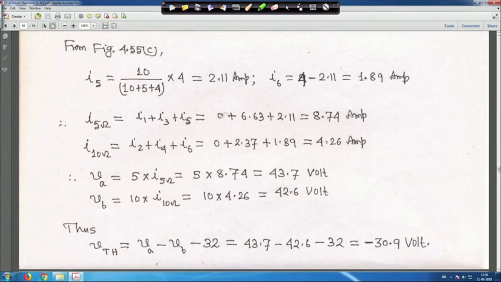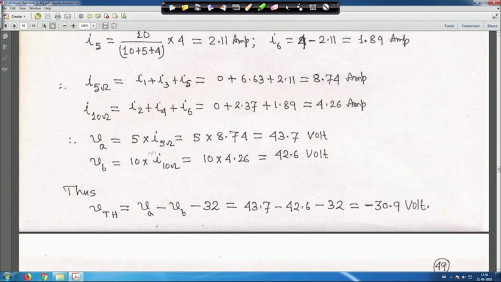Now, the current flowing through the 5 ohm resistance, that is I 5 ohm, we are writing I 1 plus I 3 plus I 5. You just add it, by superposition 8.74 ampere. Similarly, the current flowing through the 10 ohm resistance is I 2 plus I 4 plus I 6, it is coming 4.26 ampere. So, V A is equal to 5 into the current flowing through the 5 ohm resistance, that is 5 into 8.74, 43.7 volt, and V B is equal to 10 into the current flowing through the 10 ohm resistance. So, 10 into 4.26, so 42.6 volt.